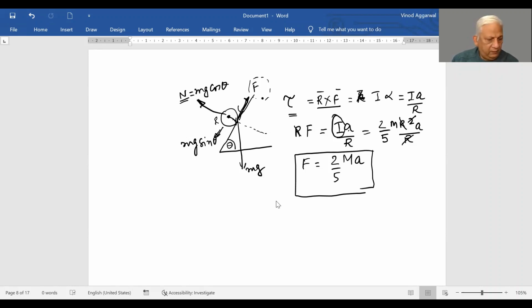Now, we also know that for mg sine theta, if we take this body, this force has been neutralized by this force, which was in the perpendicular direction. And along the plane, there are two forces acting. One is this force and another is this force. So this is the acceleration, linear acceleration. Okay.